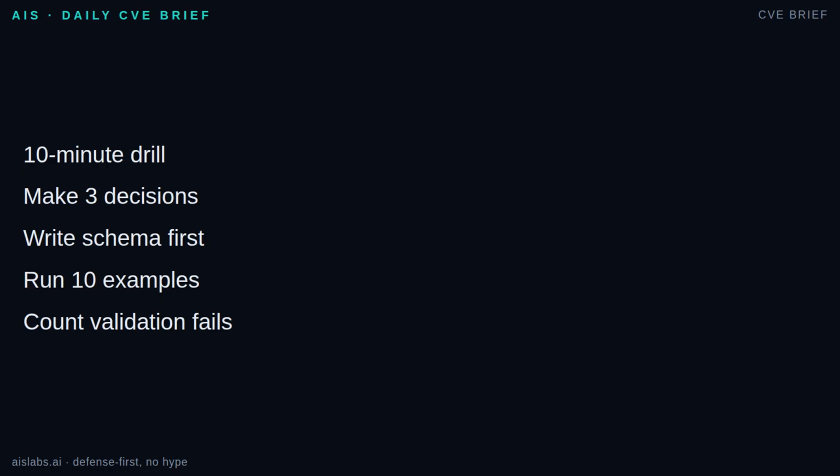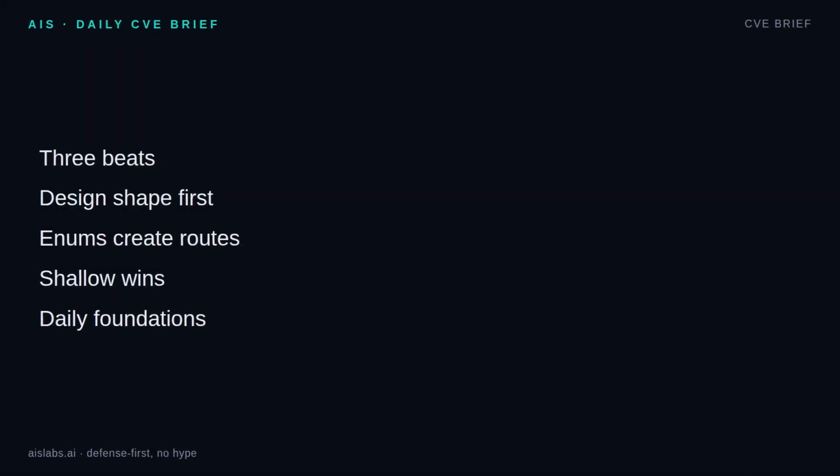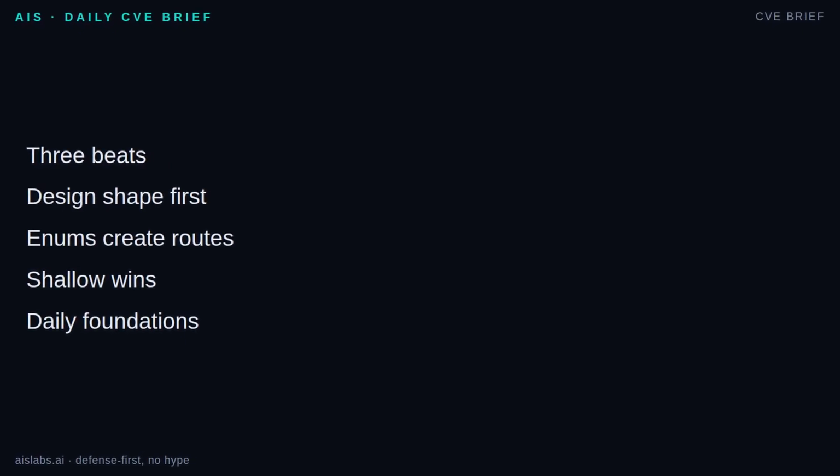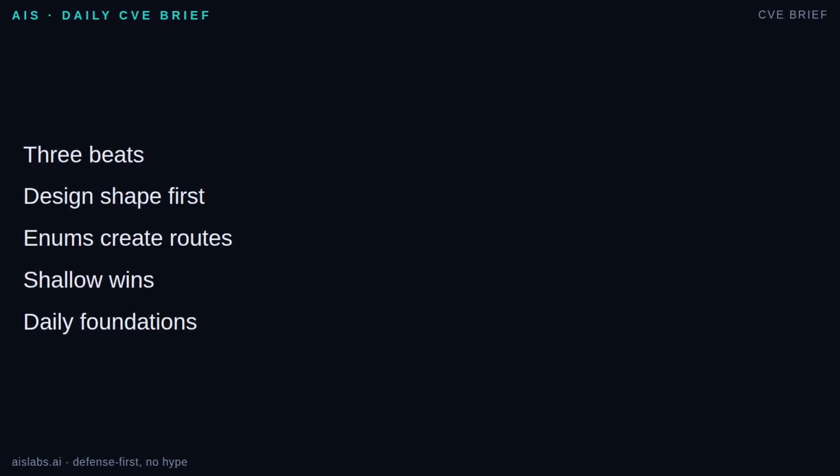If a case feels awkward, do not add a paragraph field first. Ask whether your enum choices are wrong. The schema should make the workflow clearer, not just stricter. 3 beats to remember. First, design the shape before the prompt. The model can only be reliable if your program knows what reliable means. Second, enums are the highest leverage beginner trick for agent outputs because they turn language into routes. Third, keep schemas shallow, required, and validated. Clever nesting is not a badge of honor.